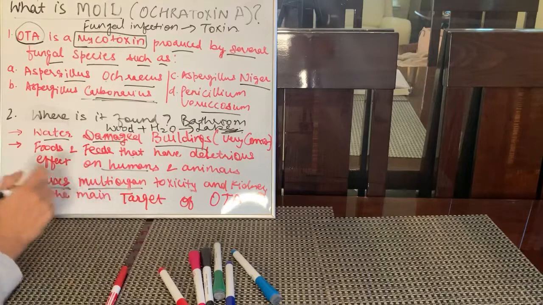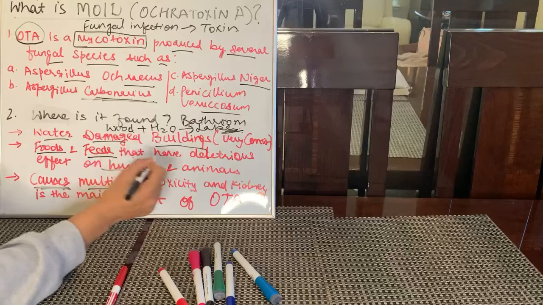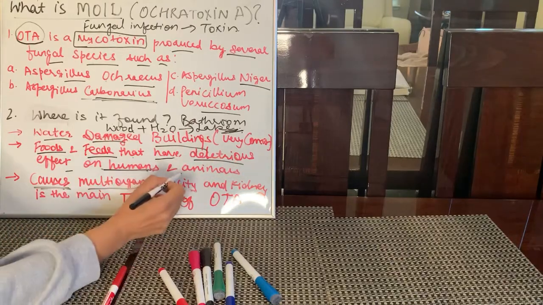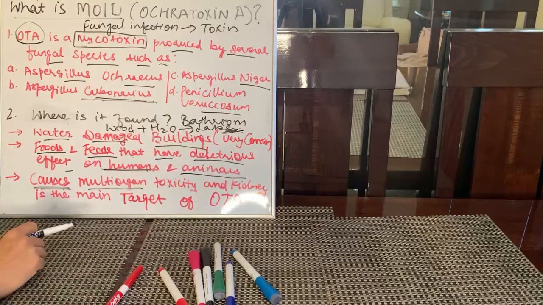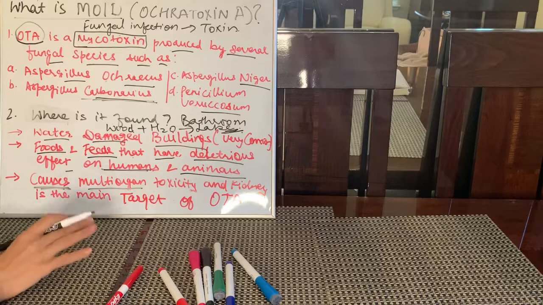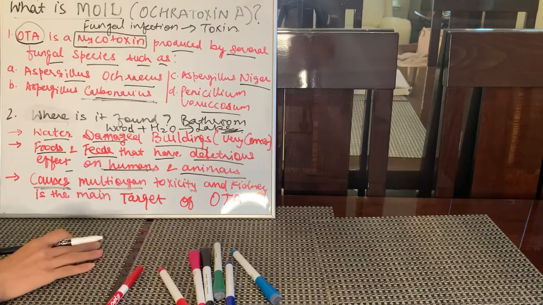So where else is it found? It's found in the food that we eat and the feeds that have deleterious effect on humans and animals. So it is found in the food items and the feeds that we eat. What food items is it found in? I'm going to list it in a bit.